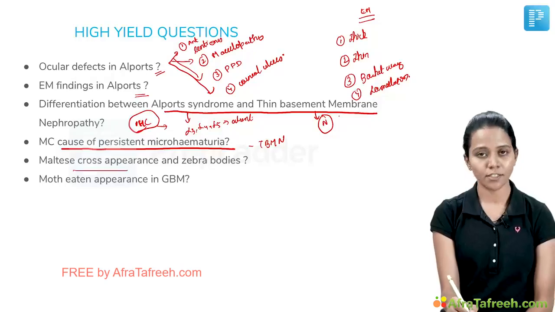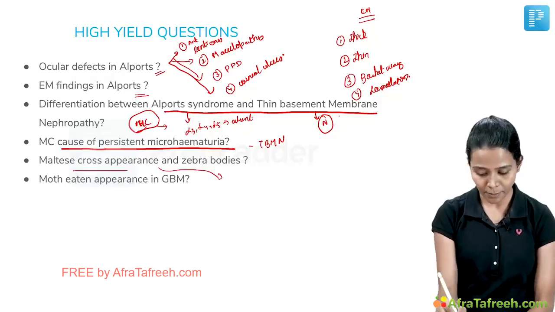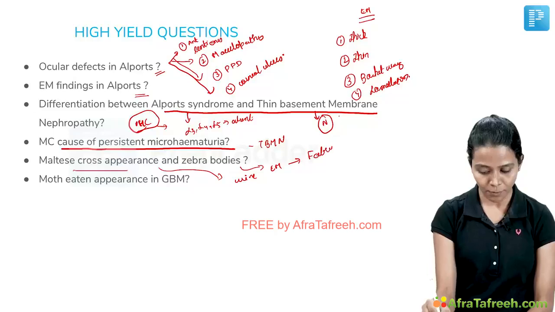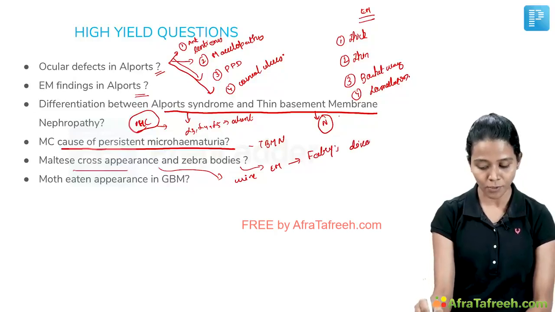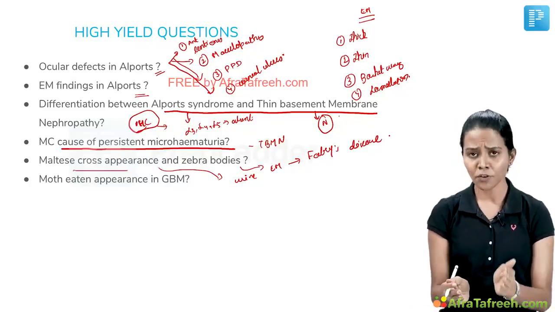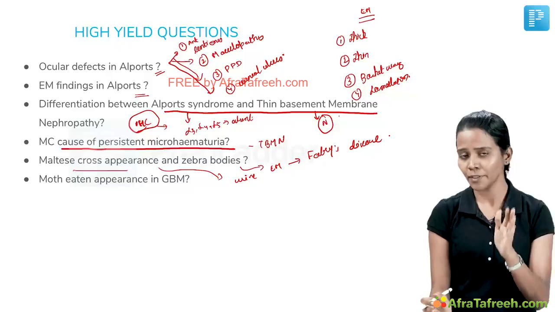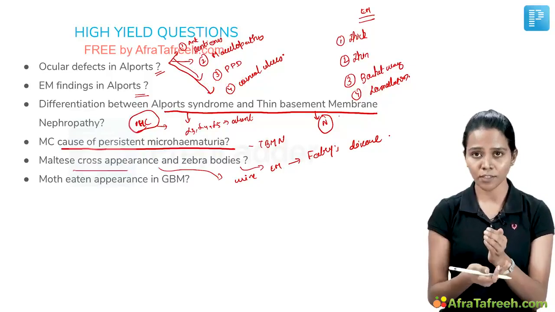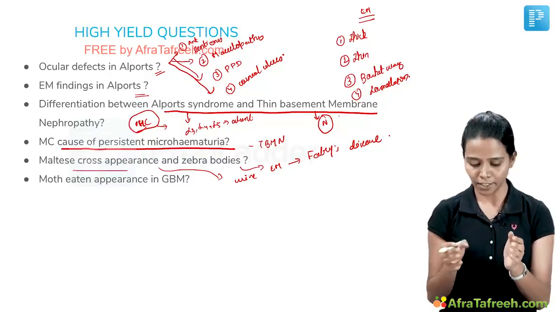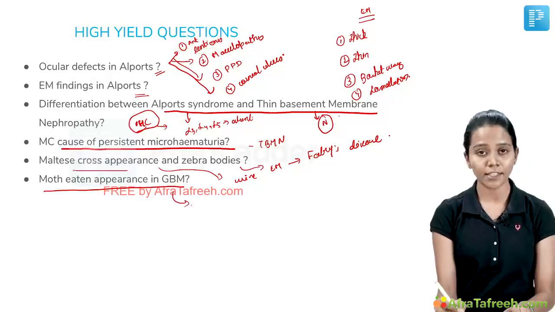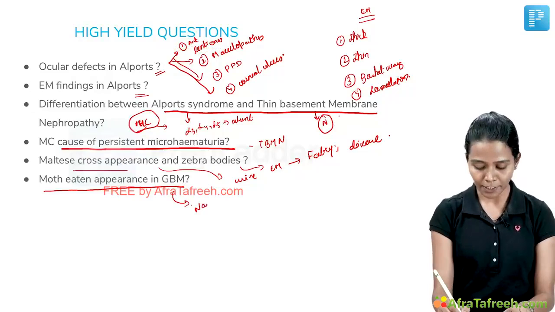Maltese cross appearance in the urine and zebra bodies in the EM is seen in Fabry's disease. Okay, the Maltese cross appearance is nothing but the fat globules that are seen, and zebra bodies are seen in the lysosome of the visceral epithelial cells where these glycosphingolipids are accumulated. So it is alternating of this lipid layer with the normal layer. Okay, moth-eaten appearance in the glomerular basement membrane is seen in nail patella syndrome.